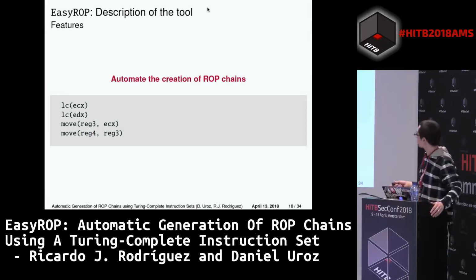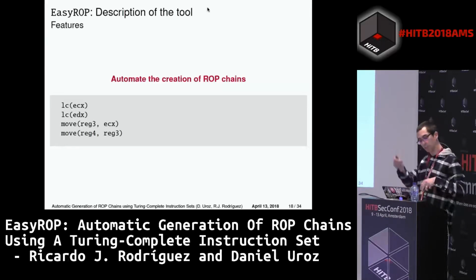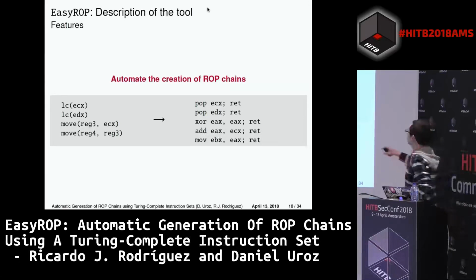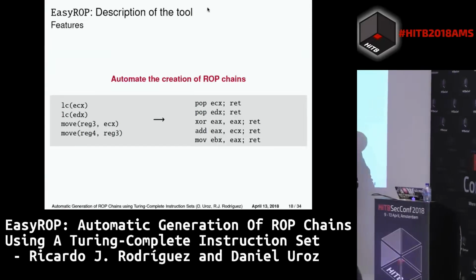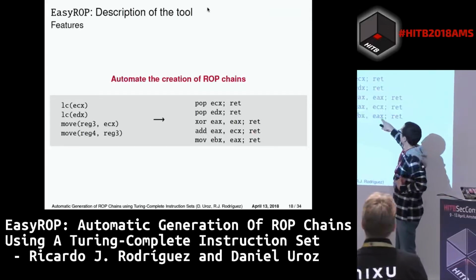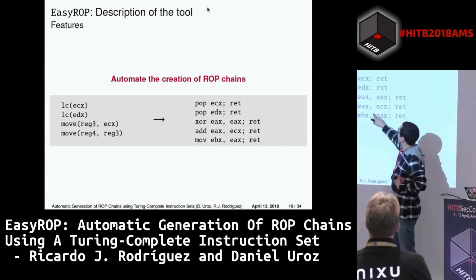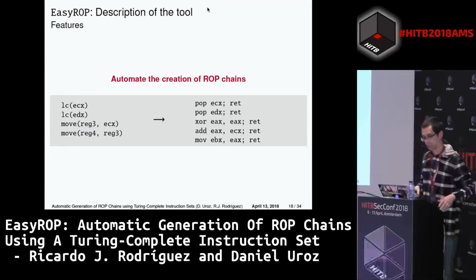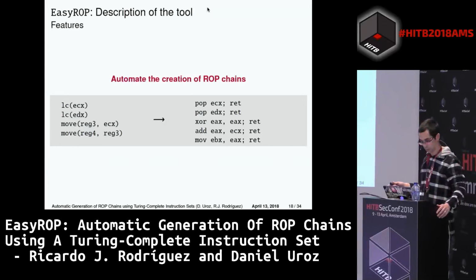Again, a mask. So if we execute the tool with this chain, we can get, for instance, this kind of result. Here we have the load constant in the ECX register. Here we have the load constant in the EDX register. And here we have the move to a reg3 register. In this case, the tool considers reg3 like EAX. And here we have again from reg3 to another reg4, in this case EBX. Everything is just done by the tool.